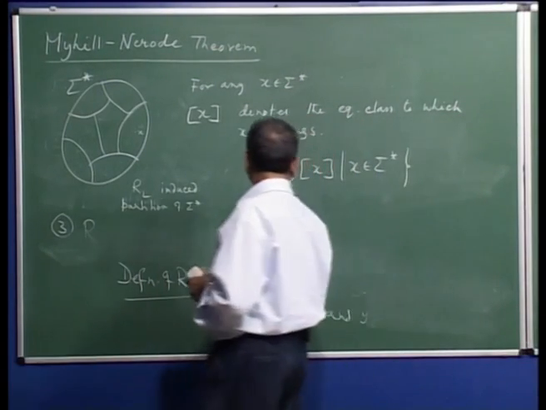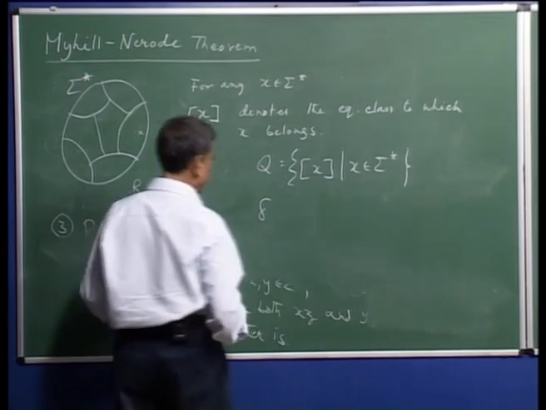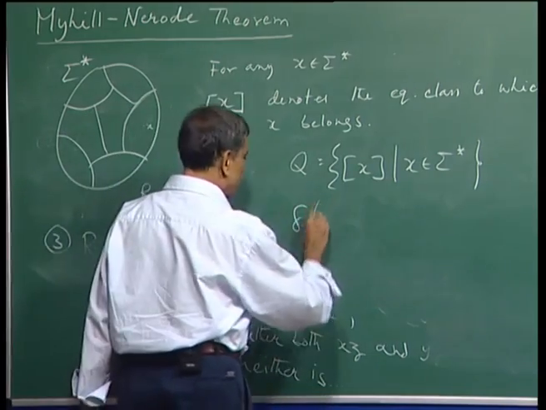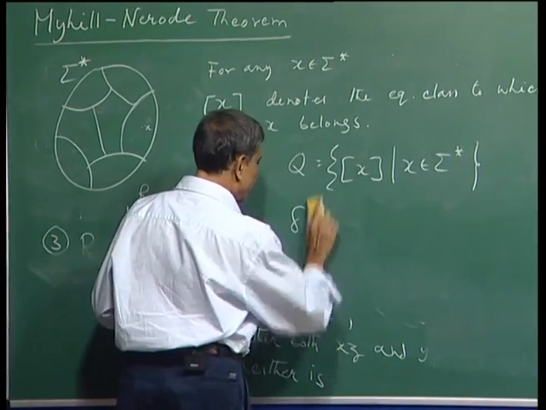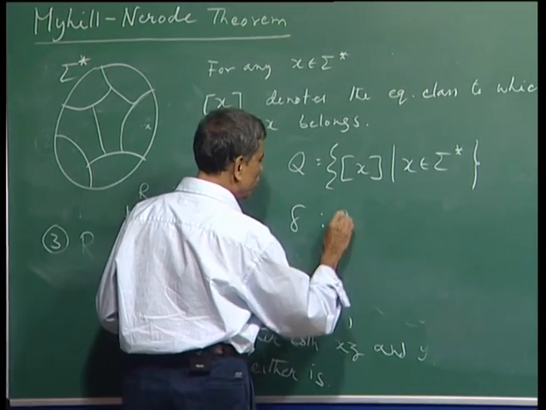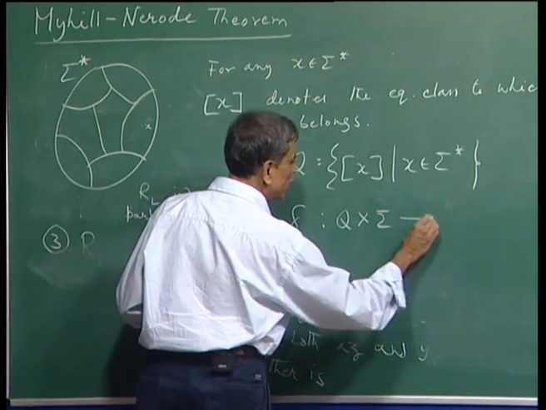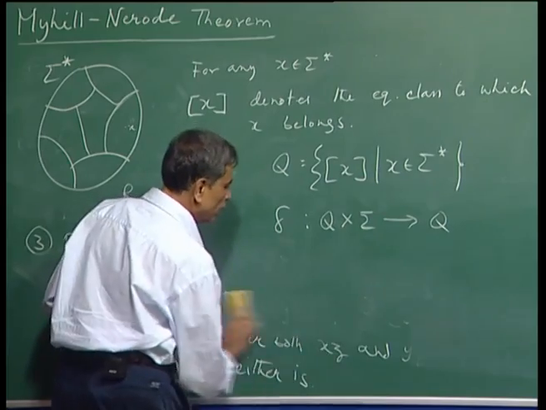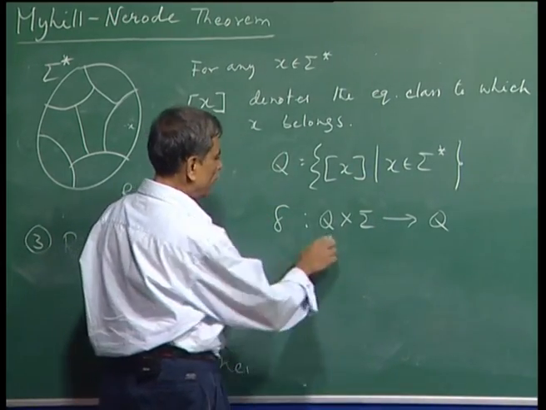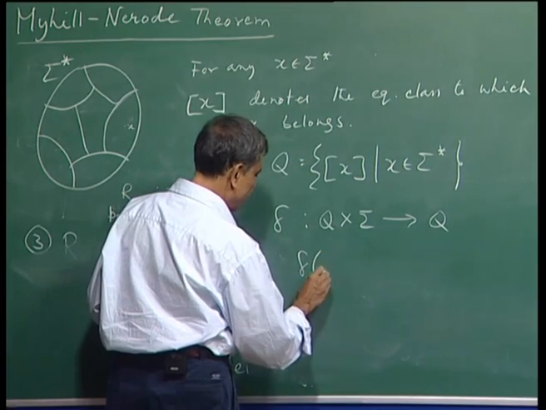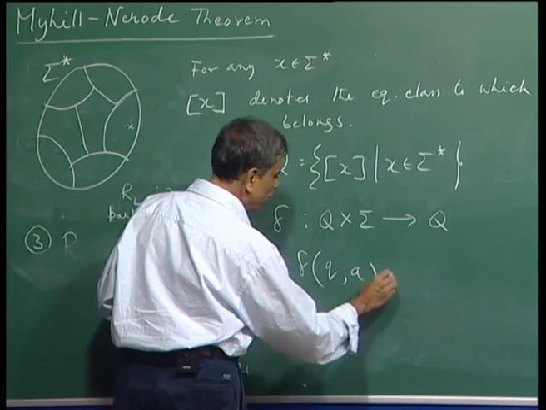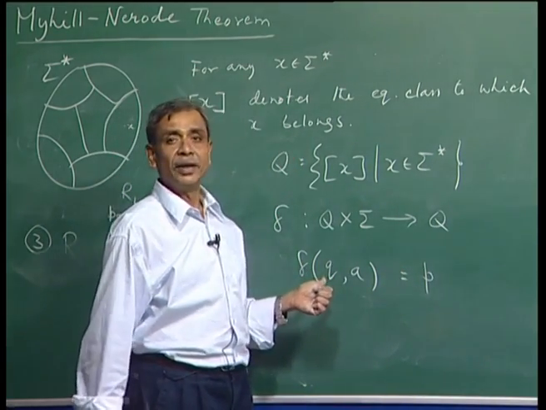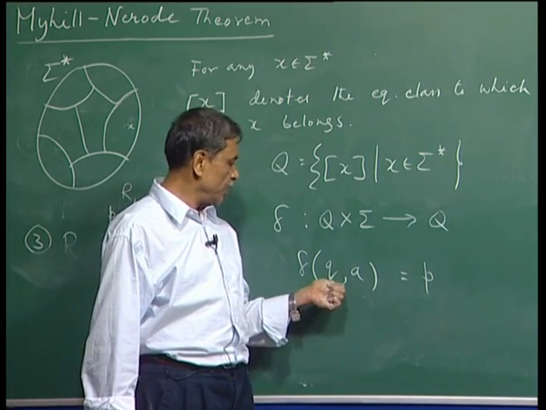So, after that, how do I define delta? Now, remember the way we define the transition function. What was delta for any DFA? Delta was a mapping from Q cross sigma to Q. In other words, it will take a state and a symbol, and it will tell me which state the DFA goes to from state Q on symbol A.